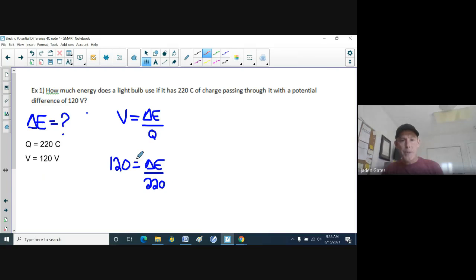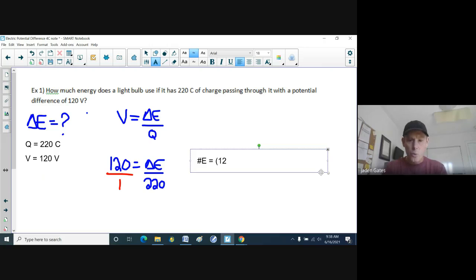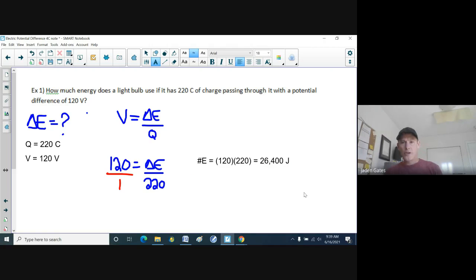All right, again, I have something equaling a fraction. So I'm going to create a fraction equals a fraction. All right, so again, I'm going to cross multiply where I have that little red 1 times delta E. Well, that's going to equal delta E. And then I'm going to have 120 times 220. All right, well, I can figure that straight out. Just grab my calculator here, and big number, of course, and we get 26,400 joules of energy is used up by this light bulb.